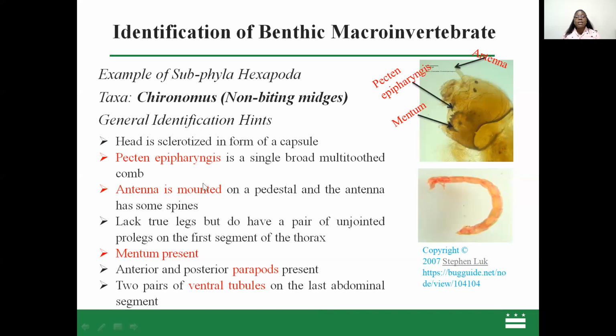The first example here is the Chironomus. I have some arrows here to show us some features that we should look at while we're identifying this organism. The first is the head part. The head part is sclerotized and is in the form of a capsule. And also we see the mentum. The mentum here is broad, and it has multi-toothed combs. It lacks true legs, and the mentum is present.